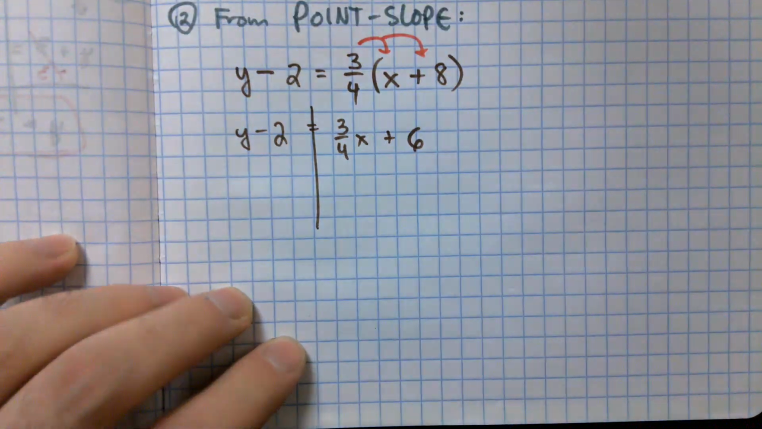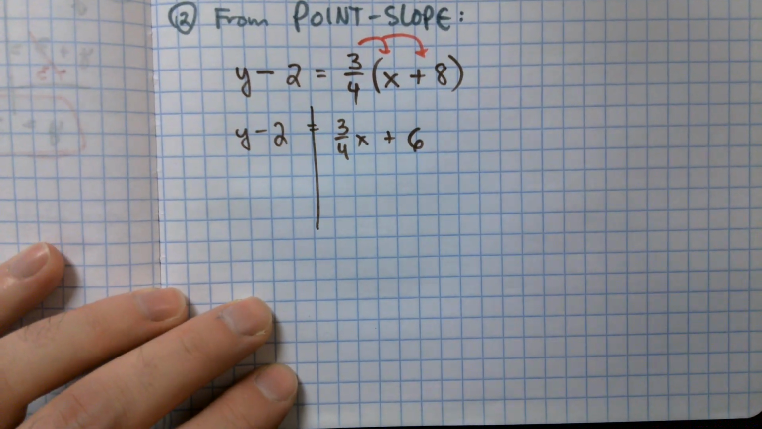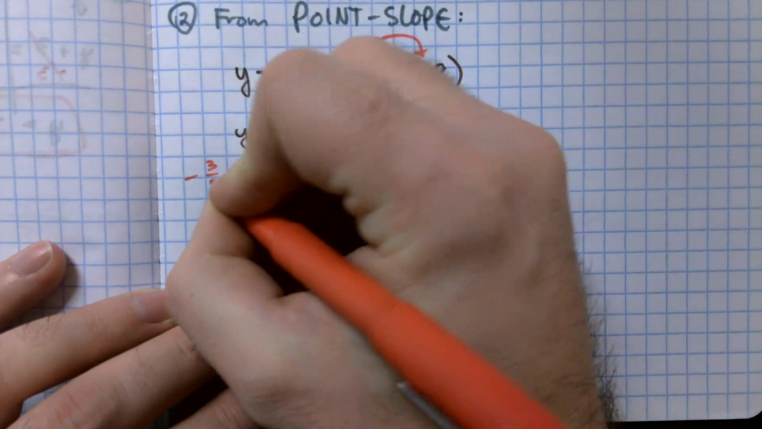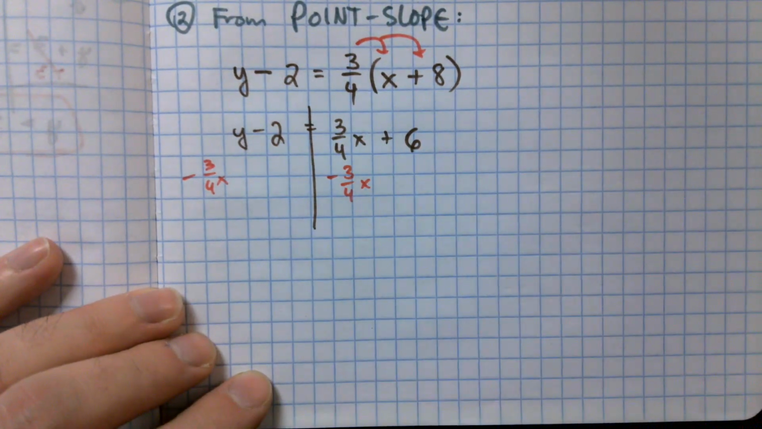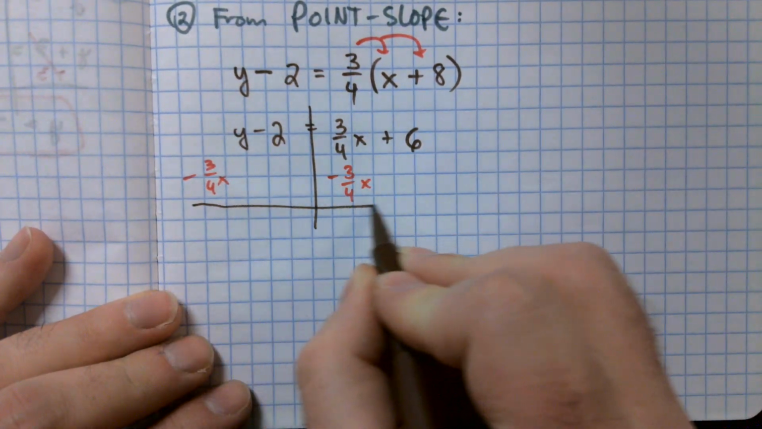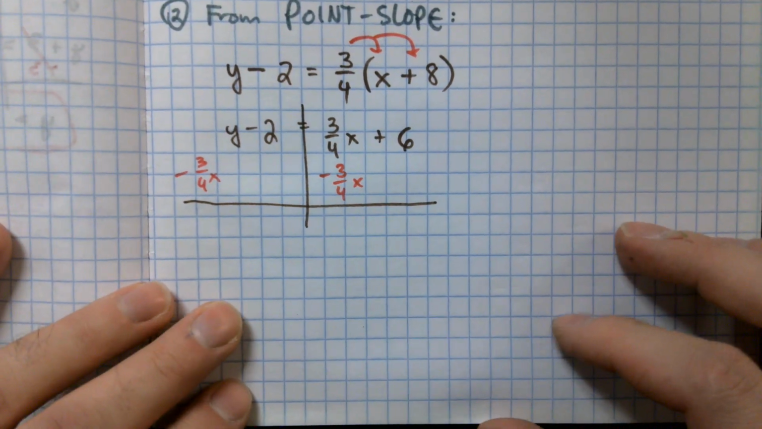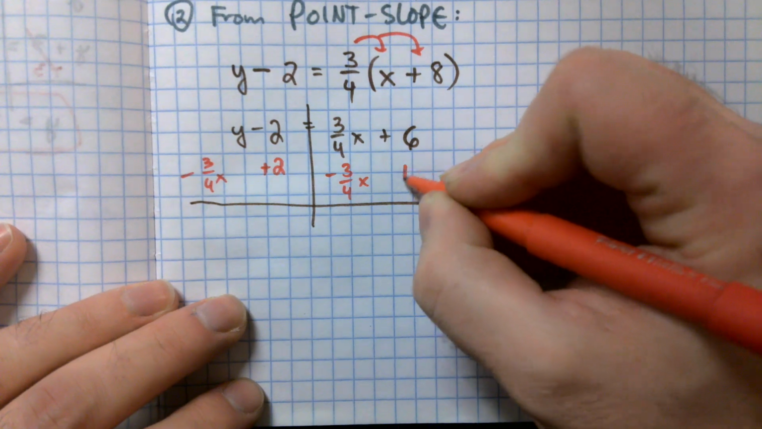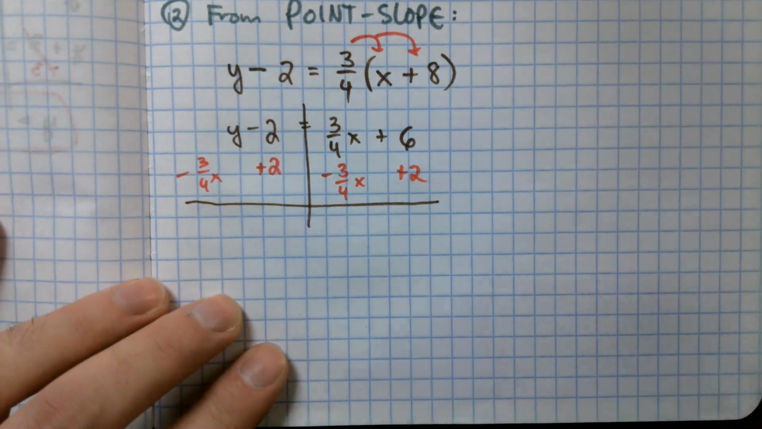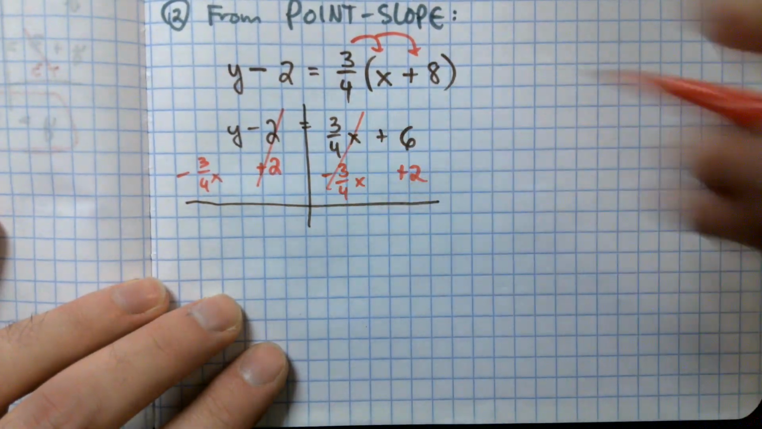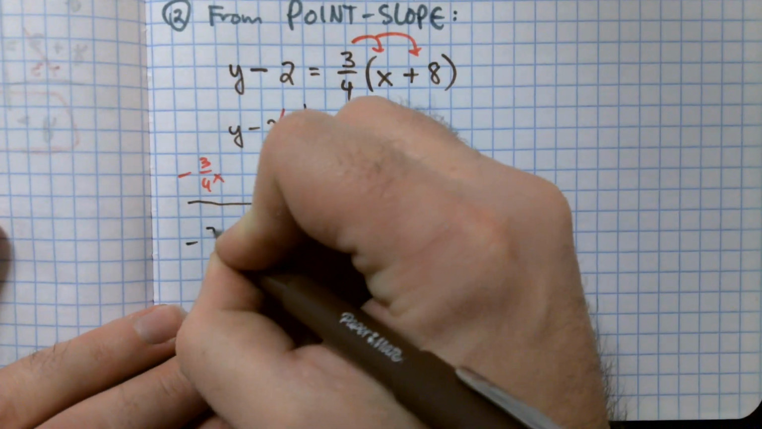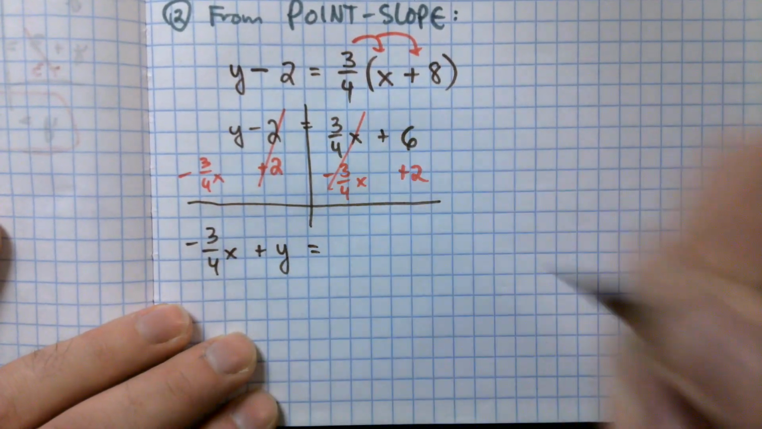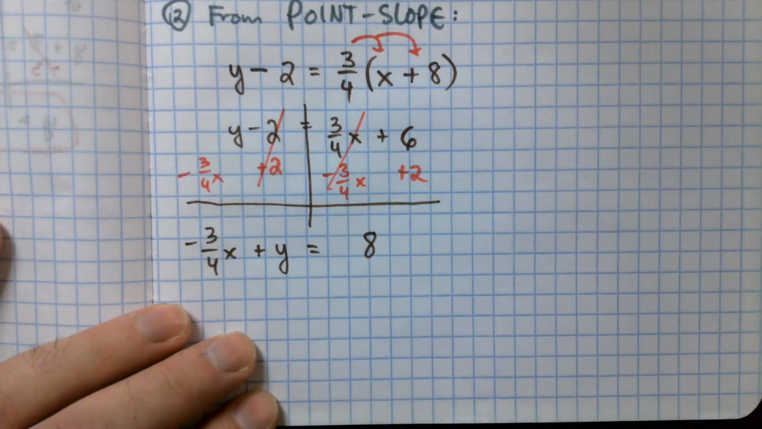What do I want to do now? I got to get my x and y on the same side, right? How can I do that? Subtract 3/4 x to the left. Is there anything else I can do here to help me out? Plus 2. Let's kill 2 birds with 1 step. That's going to get rid of these 2's and these 3/4 x's, leaving me with negative 3/4 x plus y equals 8.